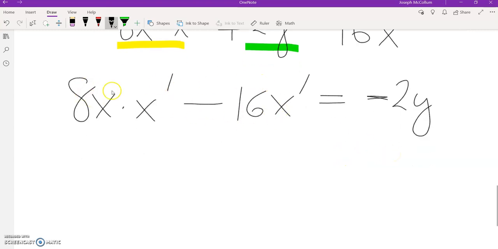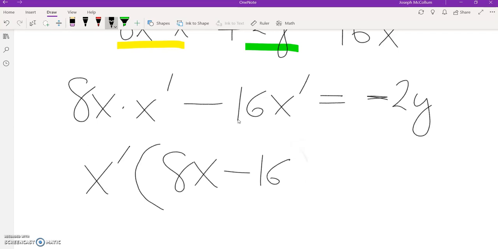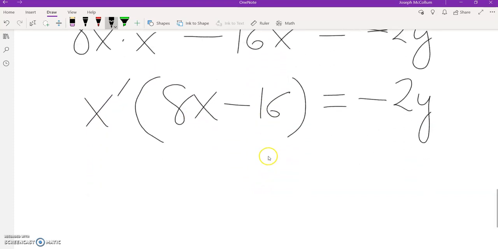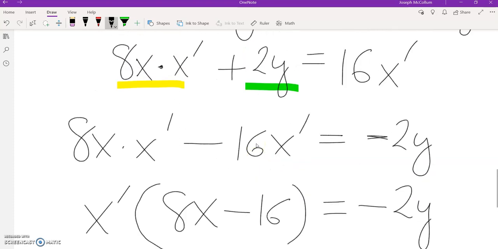Now, everything on the left has an x prime. Because we have good algebra skills, you should know what I'm about to do next, and that is factor an x prime out. If you factor an x prime out, you're left with 8x minus 16. And that makes sense because if I distribute x prime back through, 8x times x prime is 8x prime, times 16 is 16x prime. So I know how to factor because I know how to distribute. Awesome.